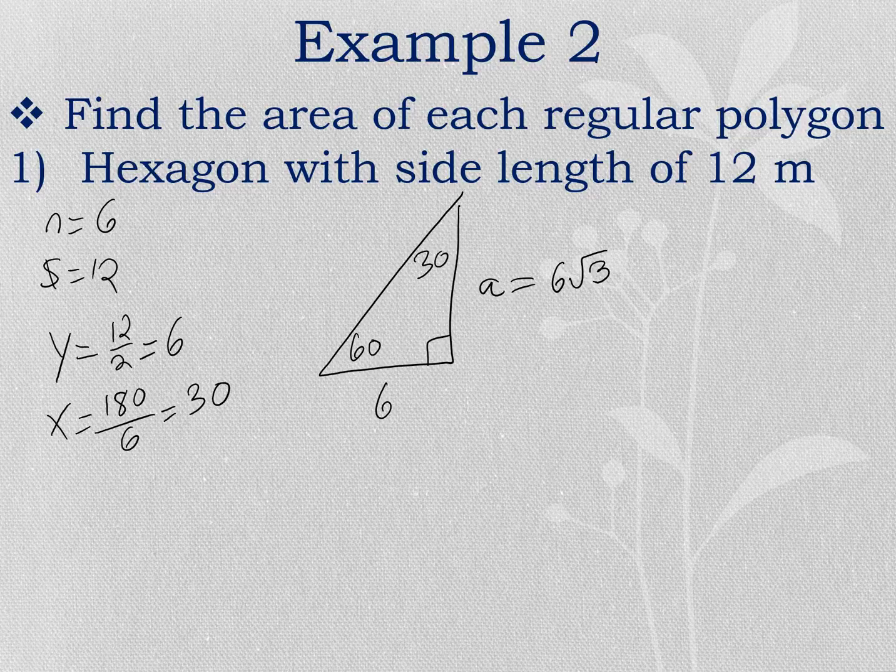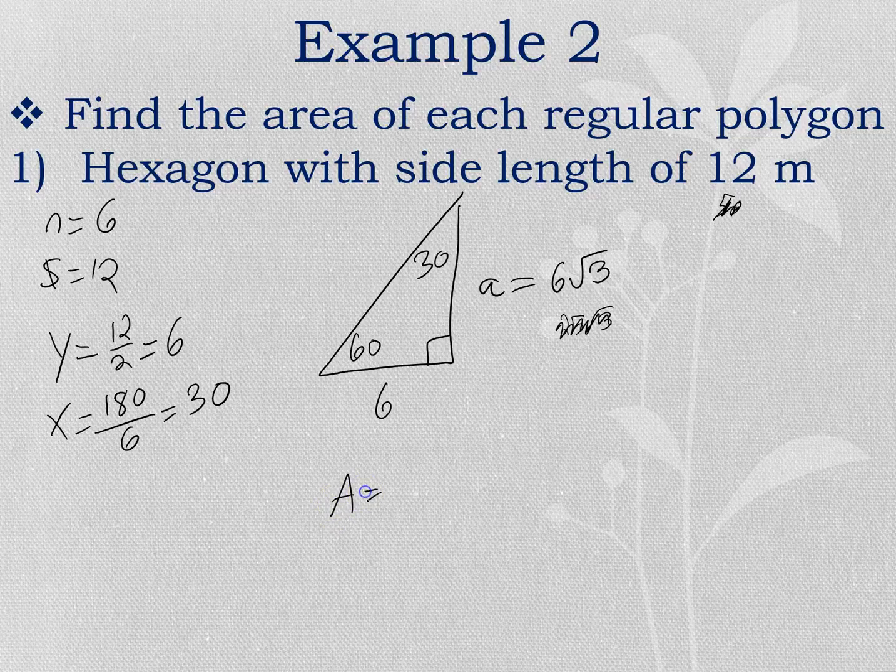You're always going to find for a hexagon that the A value is always half the side length with a radical 3. So if this was 50, this value right here would be 25 radical 3. So hexagons are going to be pretty nice and easy. They allow you to skip a couple steps.